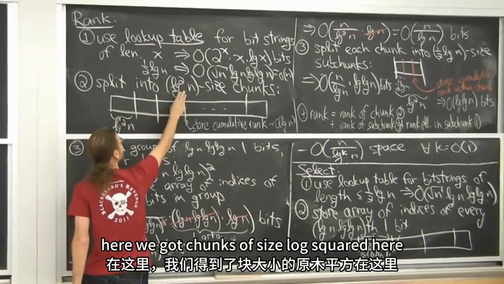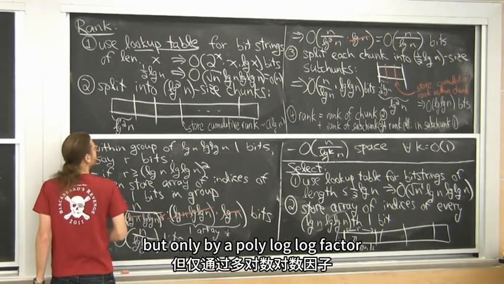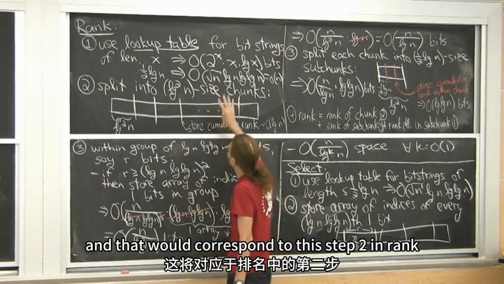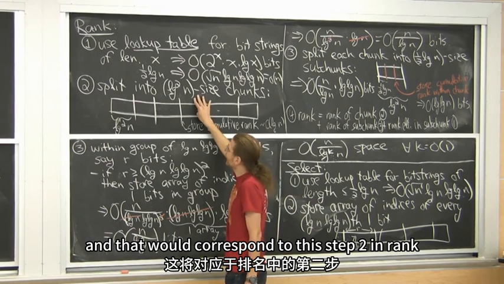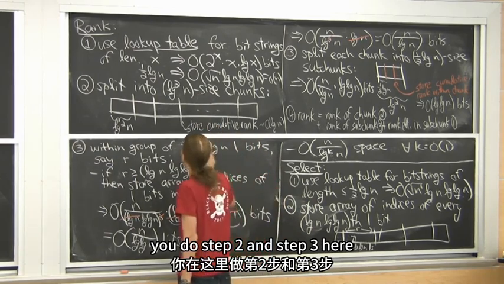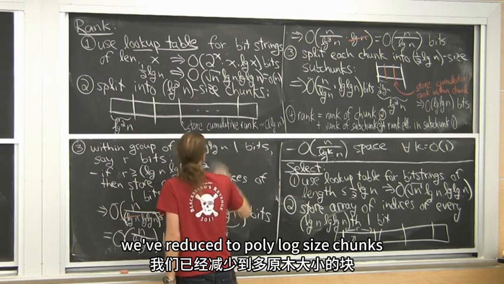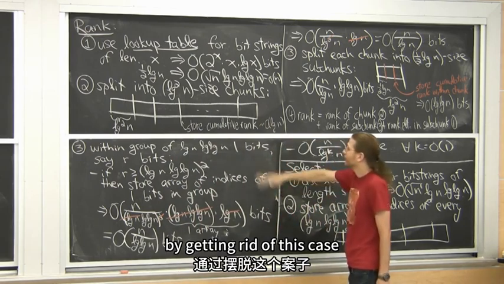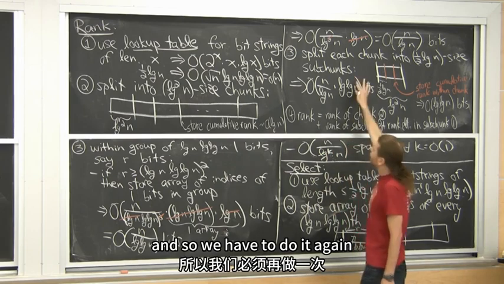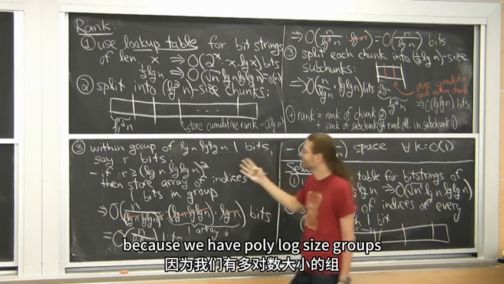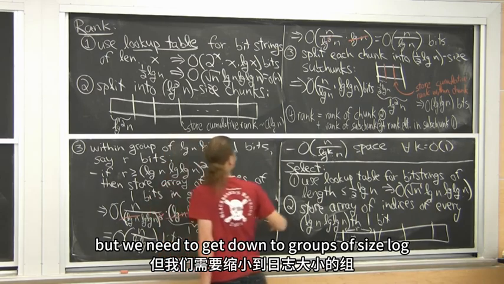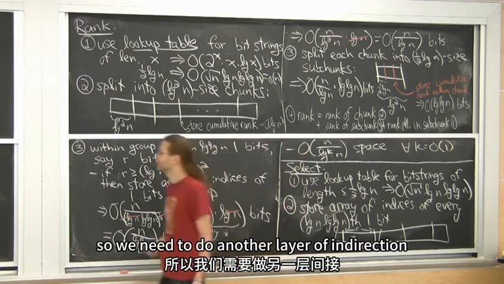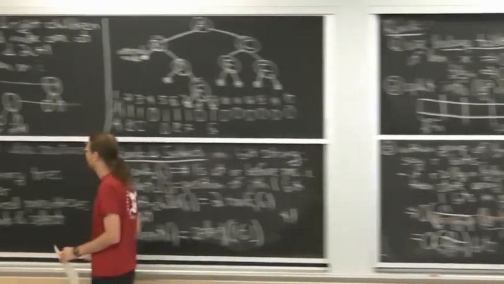Here we got chunks of size log squared. Here it's slightly larger than log squared, but only by a polylog factor. And that would correspond to this step 2 in rank. If you do step 2 and step 3 here, then we get step 2 of rank. We've reduced to polylog size chunks by getting rid of this case. And so we have to do it again because we have polylog size groups, but we need to get down to groups of size half log. So we need to do another layer of indirection.